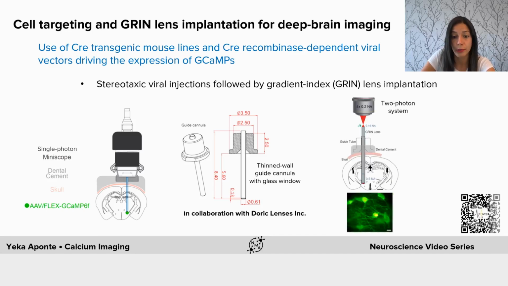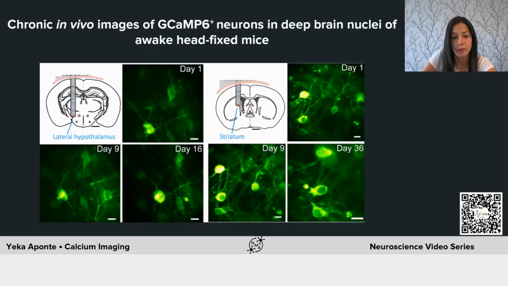By using this approach, together with a two-photon system, we were able to visualize GCaMP6 positive neurons in the lateral hypothalamus with subcellular resolution, as you can see on this image. Furthermore, we were able to visualize the same neurons across days, as you can see on this image for the lateral hypothalamus and for the striatum.